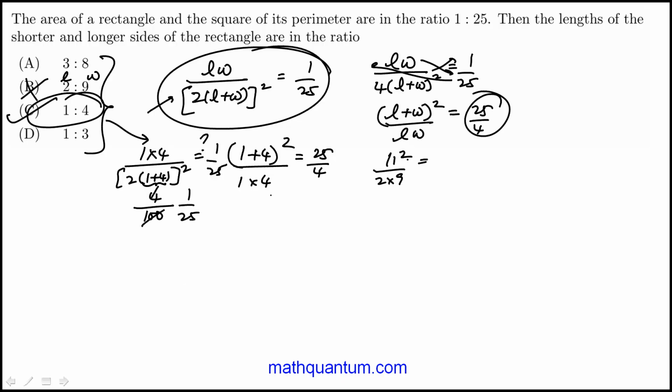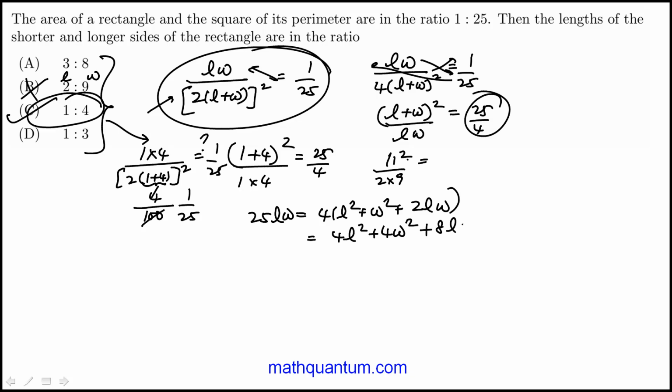You can also use algebra. Of course, that's the longest method. So if you just do the cross multiplication here, and then 4L squared plus W squared plus 2LW. This is LW. And then you'll get plus 8LW, 25LW. So that becomes quadratic. I mean, this is more work, but might be helpful in other questions. 17LW. And then we can create that ratio.